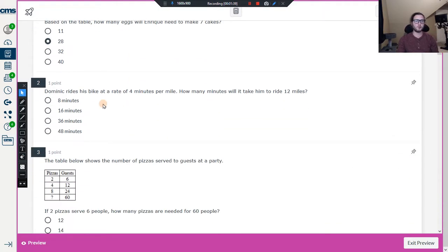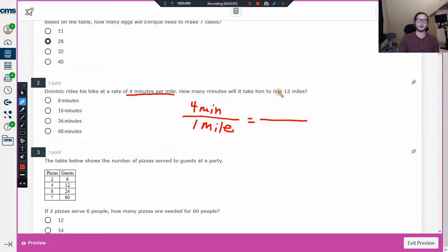For number 2, it says Dominic rides his bike at a rate of 4 minutes per mile. How many minutes will it take for him to ride 12 miles? So they told us 4 minutes per mile. So we can write that as 4 minutes for every 1 mile, and we can put that into a proportion. And we know that we want to find out how many minutes it would take for him to go 12 miles.